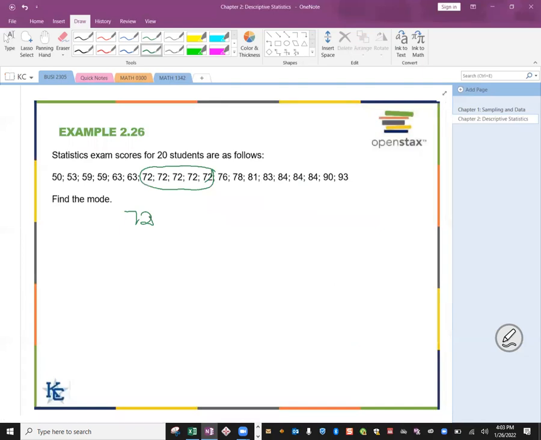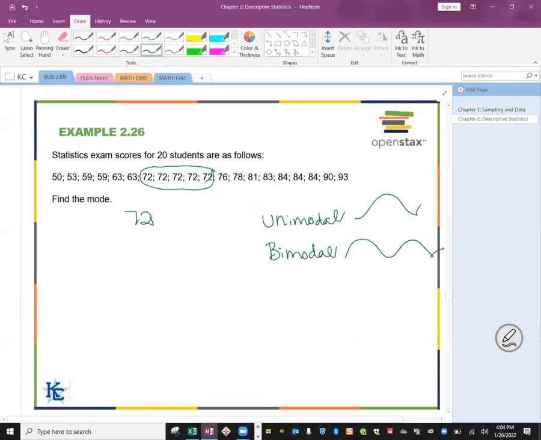Now there's a couple of things about mode that you should realize. You have what's called unimodal and bimodal. Okay. And so when you have unimodal, your graph usually looks like this. If you have bimodal, your graph often looks like this because it has two modes.